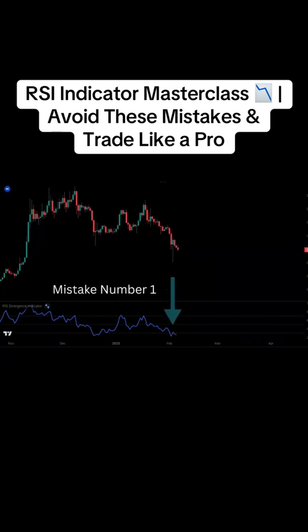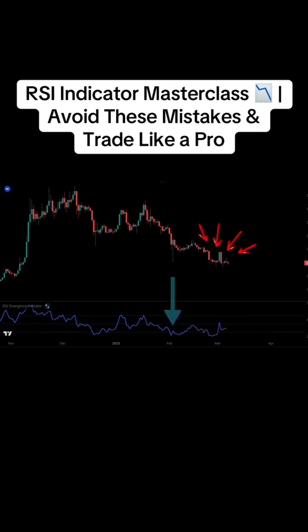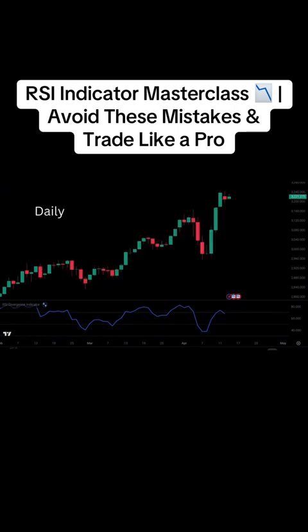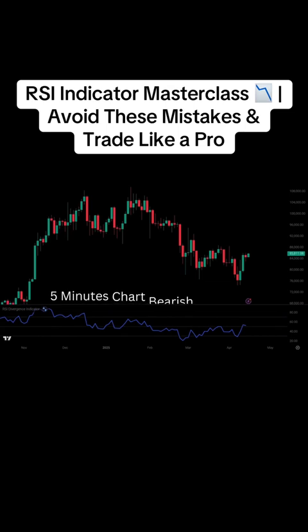Mistake number 1, trusting RSI alone. You see RSI at 30 and think, great, time to buy. But the price keeps falling. Why? Because RSI is just one piece of the puzzle. Mistake number 2, using the same RSI setting everywhere. The default 14-period setting might work on a daily chart, but not on a 5-minute chart. Always match the RSI settings to your trading style.